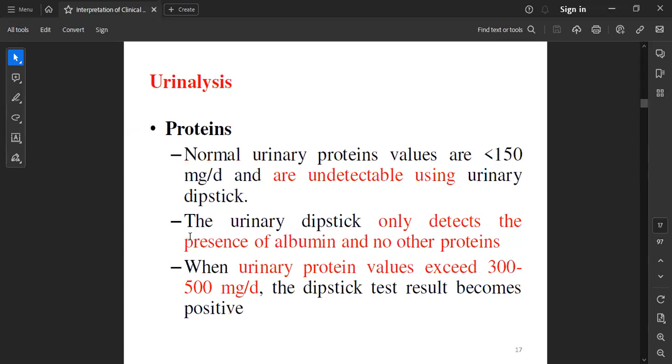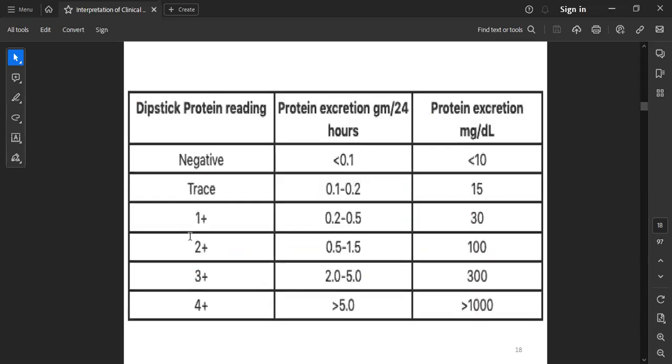Proteins also should not be in the urine, like in large quantities. Albumin is what is used to detect proteins in the urine. The urinalysis is done using a dipstick. If it shows a positive result for proteins, it means there's albumin in the urine.